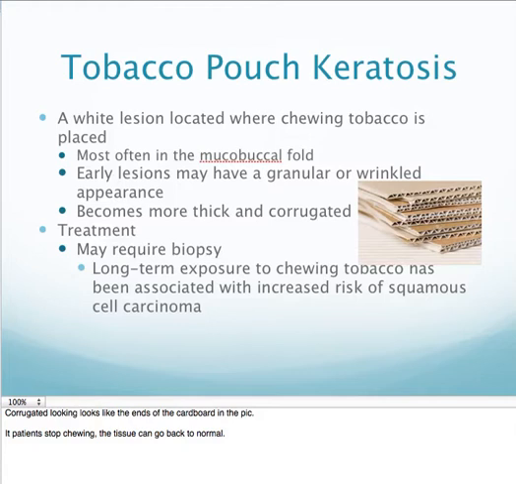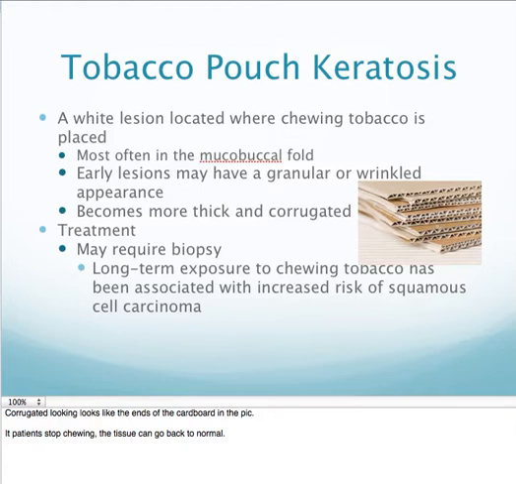Tobacco pouch keratosis. This is a white lesion located where chewing tobacco is placed. So basically, if you have someone who uses chew, you're going to be looking for this type of lesion, tobacco pouch keratosis. It's most often placed in the mucobuccal fold, and early lesions have a granular or wrinkled appearance. Later on, it becomes more thick and corrugated. Corrugated means it looks like the ends of the cardboard in the picture.